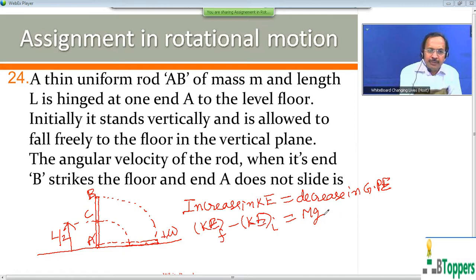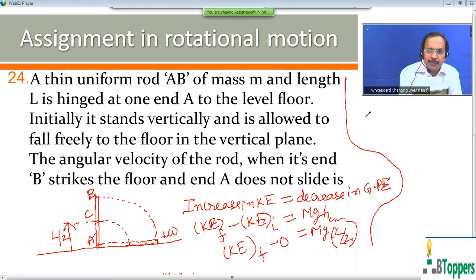The decrease in the gravitational potential energy is mg times the vertical height through which the center of mass of the rod falls. The rod is released from rest from the vertical position, so the initial kinetic energy of the rod in the vertical position is negligible, or we can take it as 0. The vertical height through which the center of mass of the rod falls will be L by 2. Therefore, the final kinetic energy of the rod at the instant just before it strikes the floor can be written as half mgL.